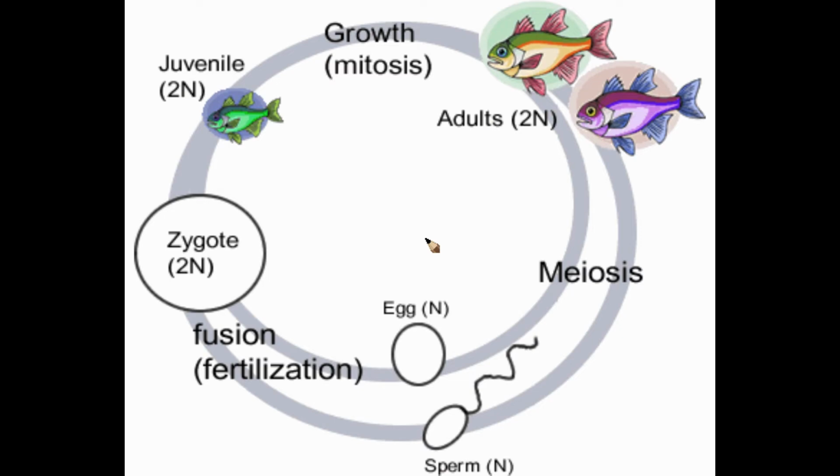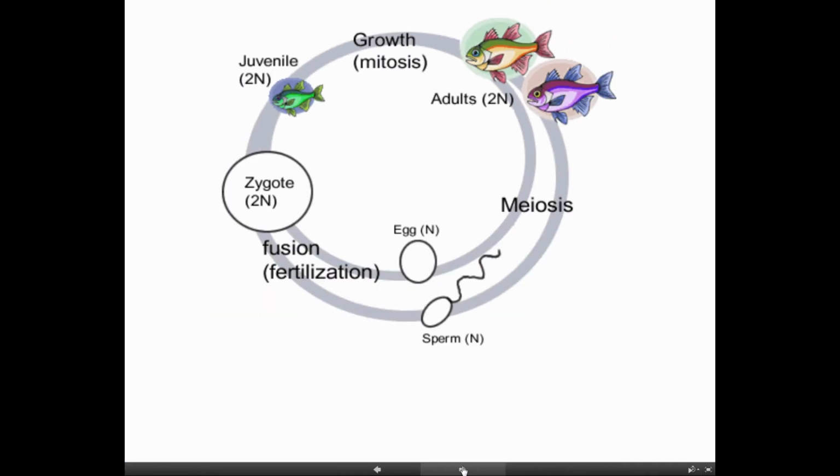The greater the genetic diversity or variation in a population, the more likely it can cope with environmental change. Because if the environmental conditions change, there'll hopefully be some individuals in the population who are adapted to the new conditions. So let's have a look at meiosis.